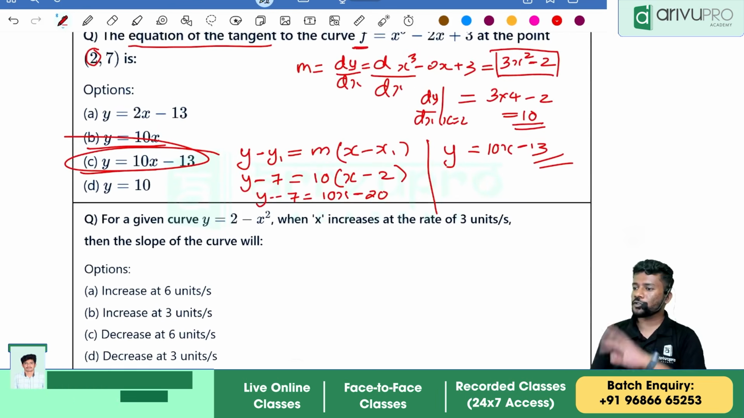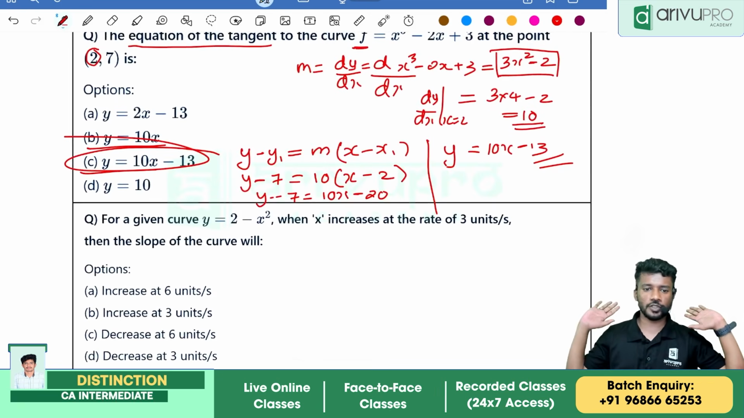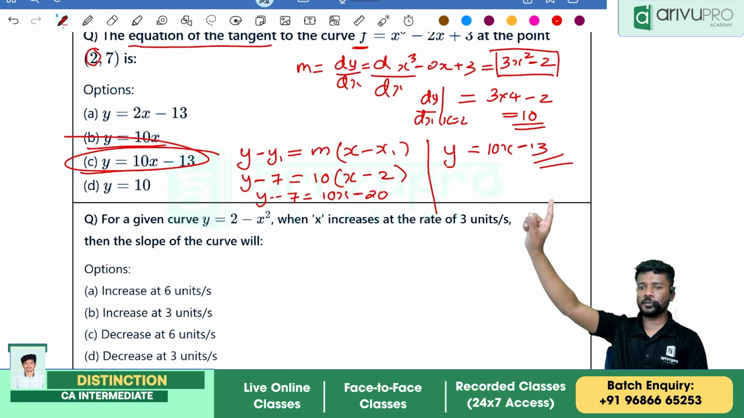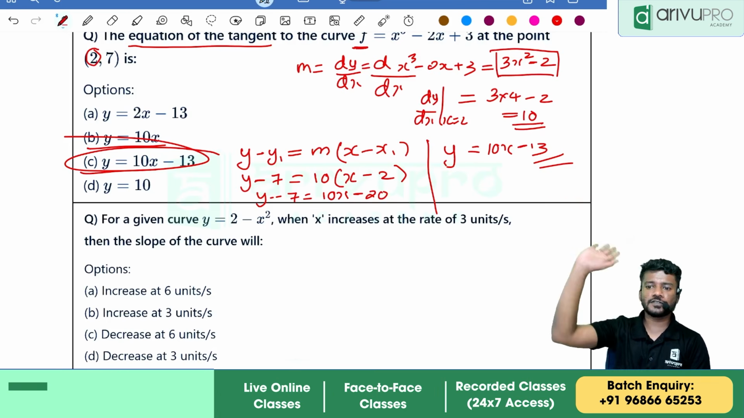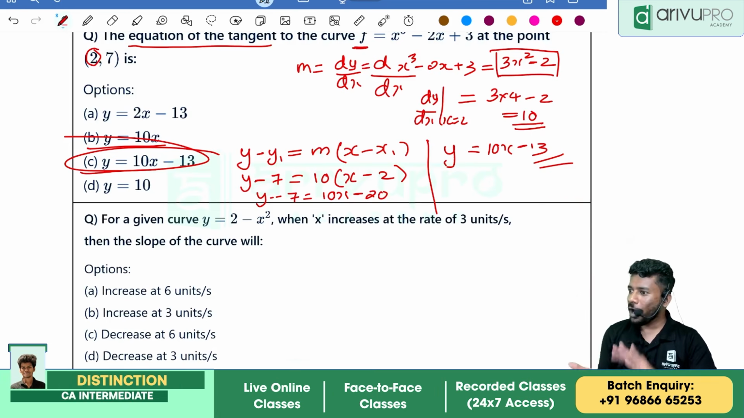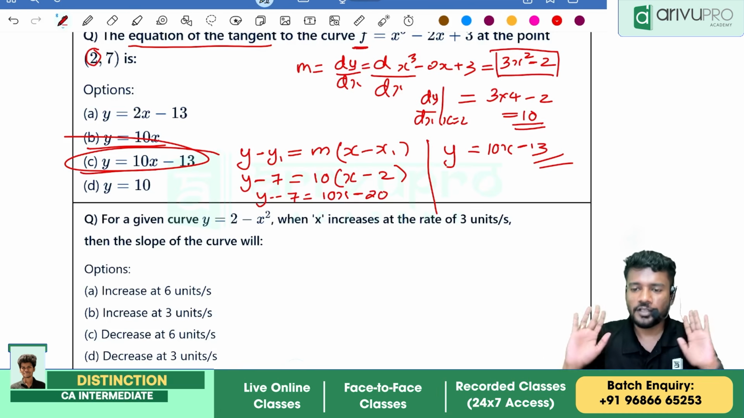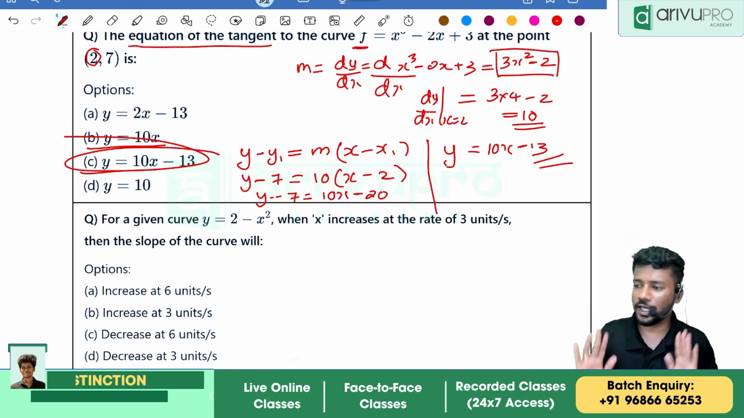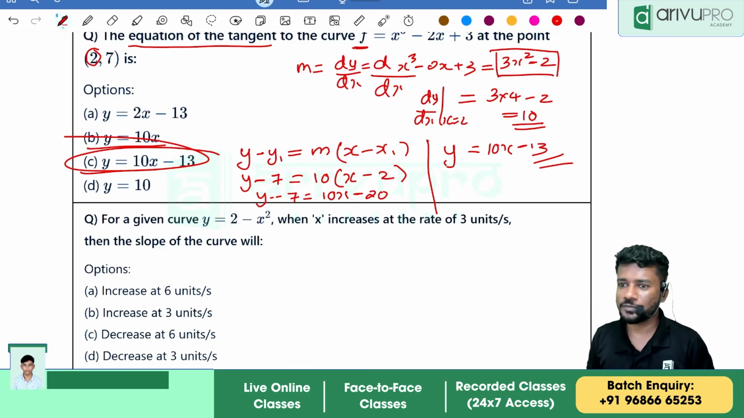That is the method. So two types of question we solved in the same question. First one is slope of tangent. How to find slope of tangent? Take the derivative of the given curve. Now how to find the equation of the tangent? Use the general formula of equation of a straight line and substitute the value. This is the method. Okay, clear?